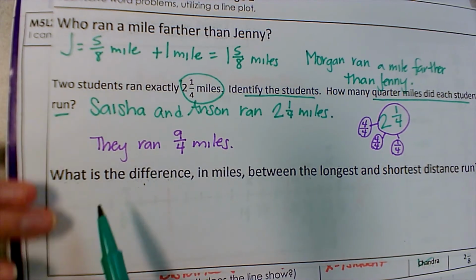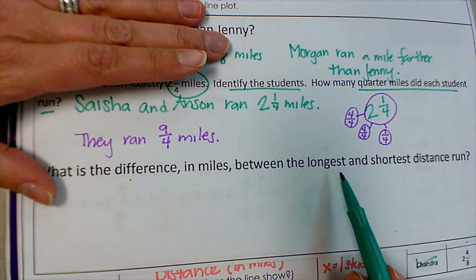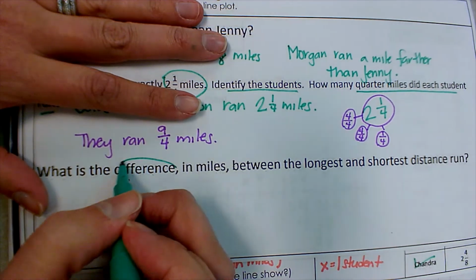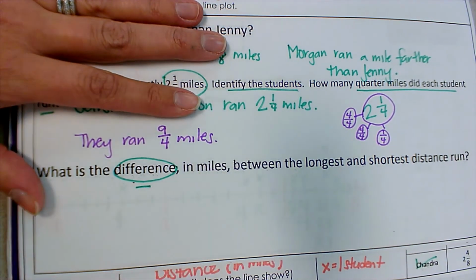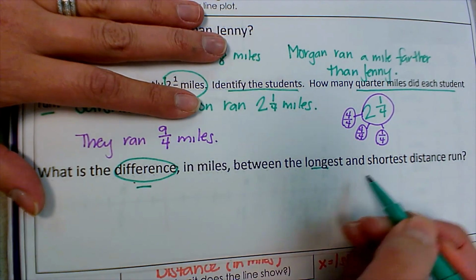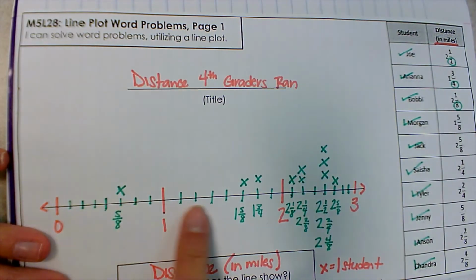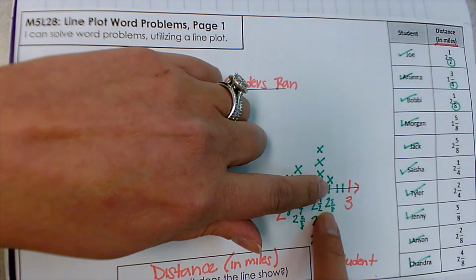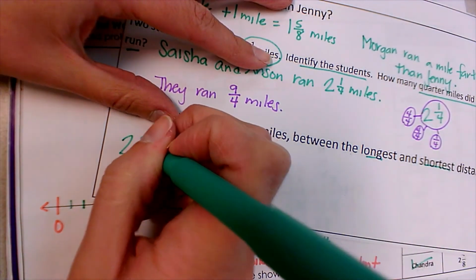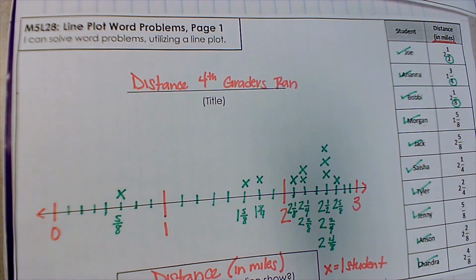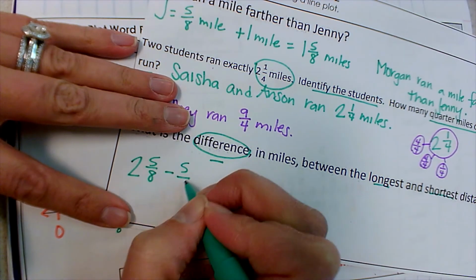Now my question says, what is the difference in miles between the longest and shortest distance run? When I see this word difference, that tells me I'm going to subtract. So I need to find the longest and the shortest. So here I go back to my line plot. I'm going to look where my x's are, and the longest that I have an x at is 2 5/8. So I'm going to come back and say 2 5/8 minus. And now my shortest, so I'm going to find where my first x is closest to the 0, was 5/8. So I'm going to do minus 5/8.